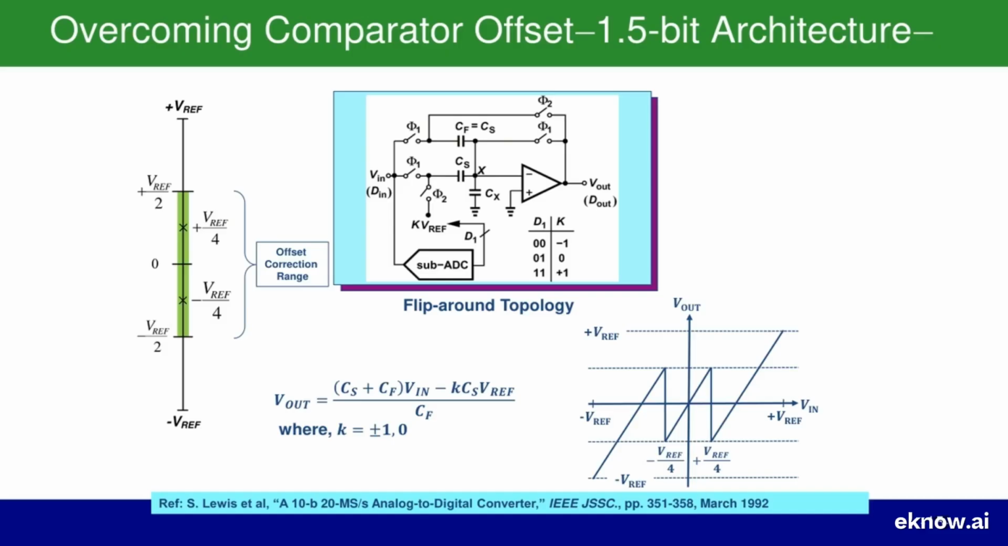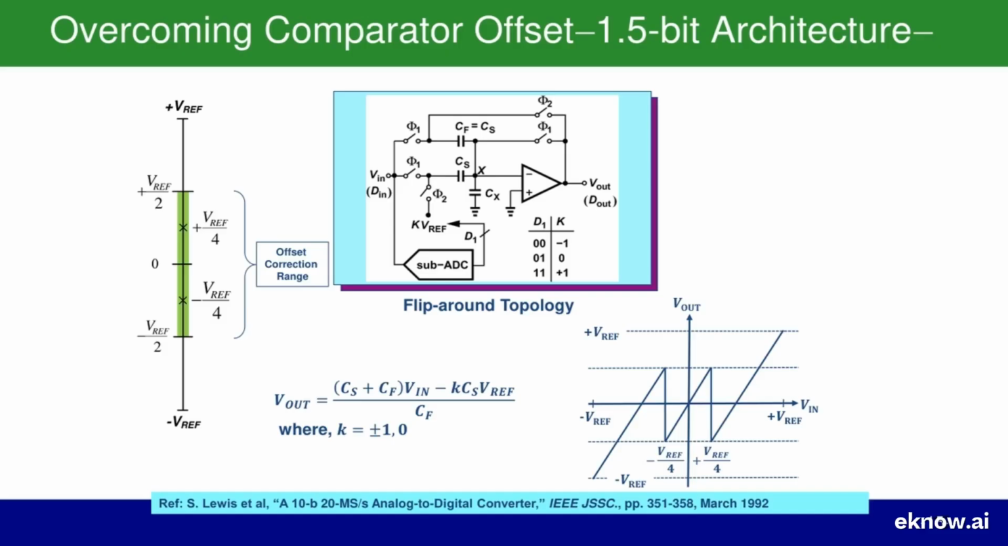What this means is that our comparators don't have to be perfectly accurate. As long as their actual switching point, including any offset error, falls within this green shaded region, the digital correction logic down the line can fix the error, and the ADC will still produce the correct final output. This makes the design much more robust.